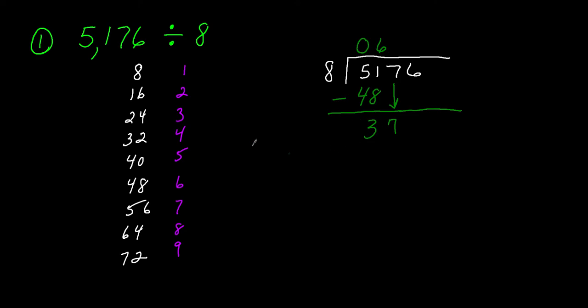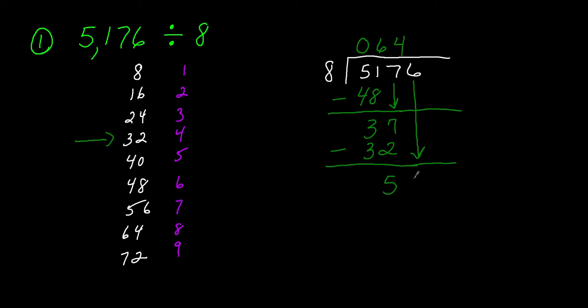No. So since it's not exactly on the list, I say what number here is closest to 37 without going over? That's 32. That's the 4th number on the list. So I put a 4 right above the 7. And I say 8 times 4 is 32 from right here. I write that 32. I write that right below the 37. I subtract. What's 37 minus 32? That's 5. And then I bring down my final digit.